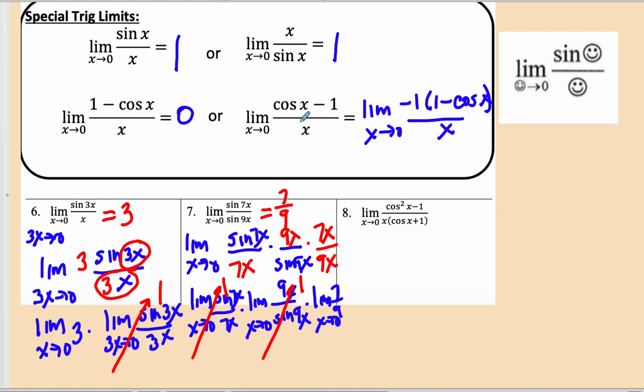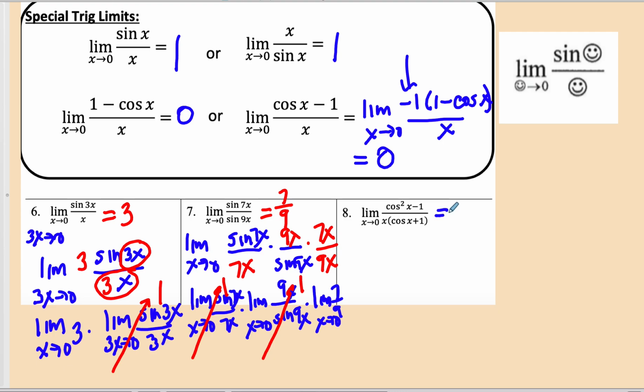And this limit, the only difference is this is 1 minus cosine x, this is cosine x minus 1. And if we factor out a negative 1, we're going to have this constant here, and then we're going to have this limit we just looked at. So this answer will be negative 1 times 0, and so this will be 0 as well.